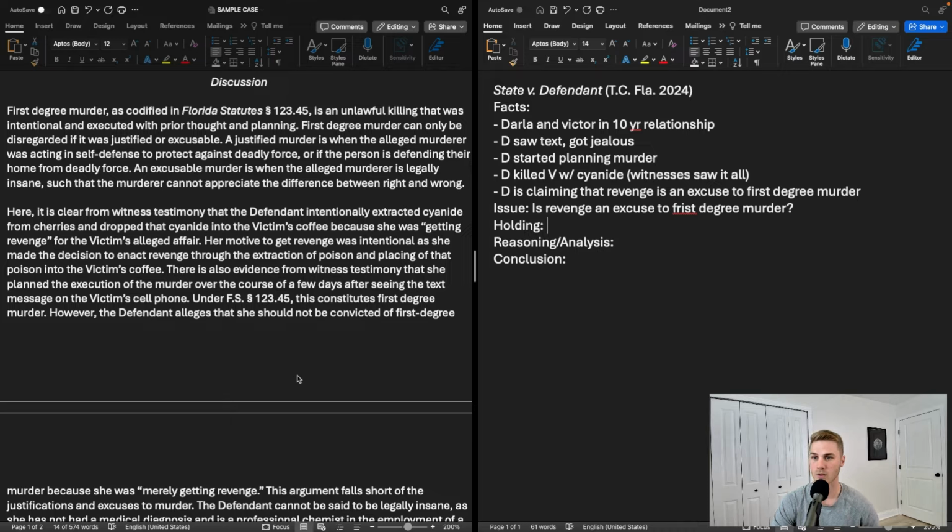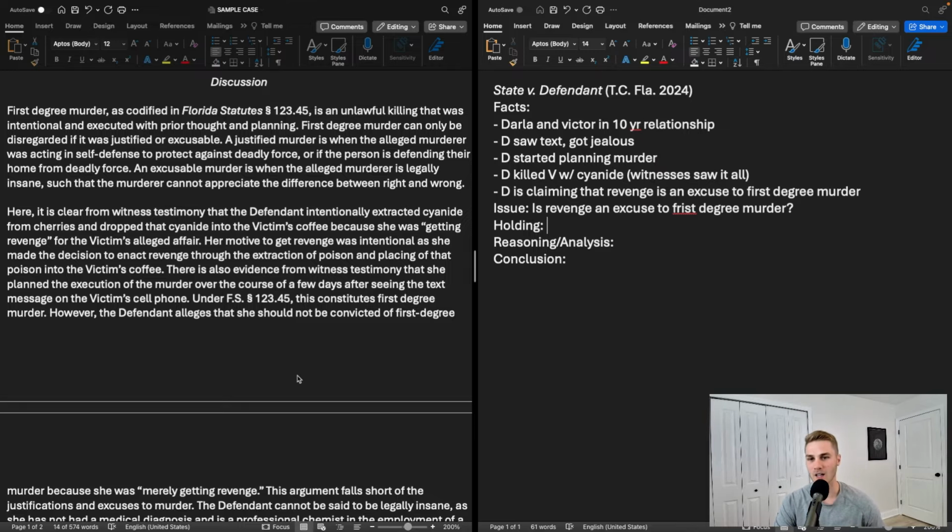A justified murder is when the alleged murderer was acting in self-defense to protect against deadly force, or if the person is defending their home from deadly force. An excusable murder is when the alleged murderer is legally insane, such that the murderer cannot appreciate the difference between right and wrong. So here the court has just given the rule that they're going to apply the facts to get their holding.